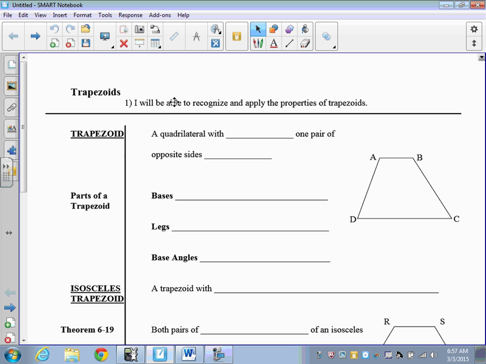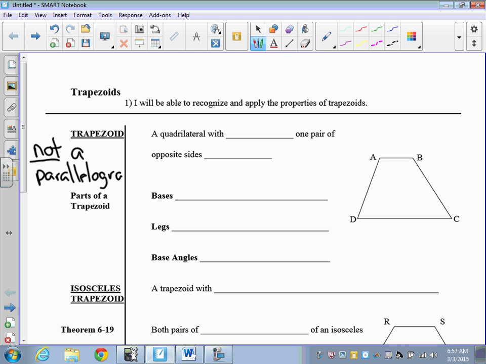These are going to be the notes that are going to talk about trapezoids. The objectives are I will be able to recognize and apply the properties of trapezoids. The first thing that's very important about trapezoids, the past couple sections, we've been talking about parallelograms. A trapezoid is not a parallelogram. It is a quadrilateral, however. It is a polygon. That's why we're talking about it in this unit.